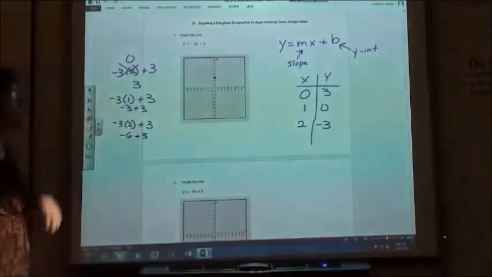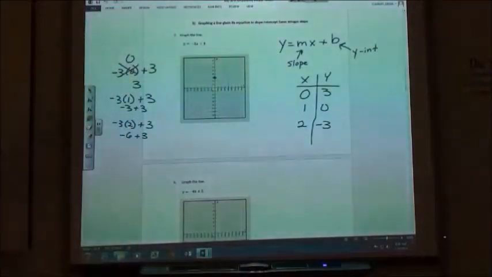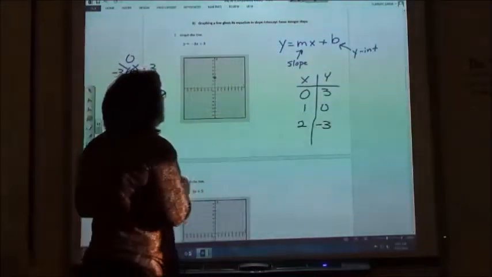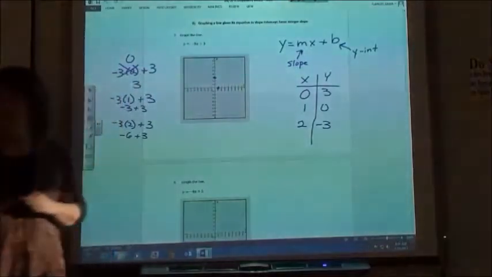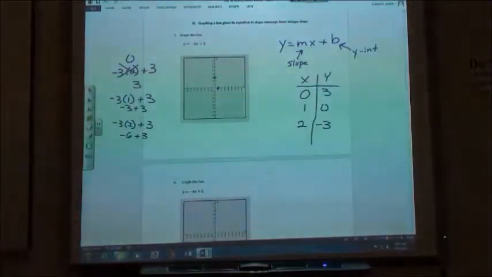So then I'm going to plot those points. 1, 0. How do I plot the point 1, 0? You go 1 over and up 0. So that lands right on that x line at 1.